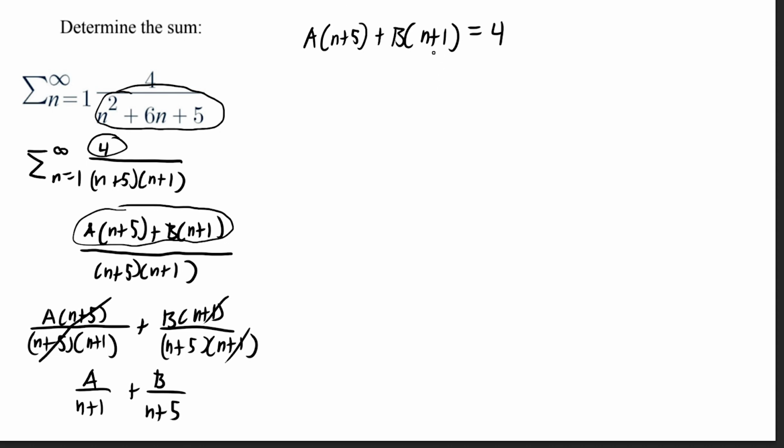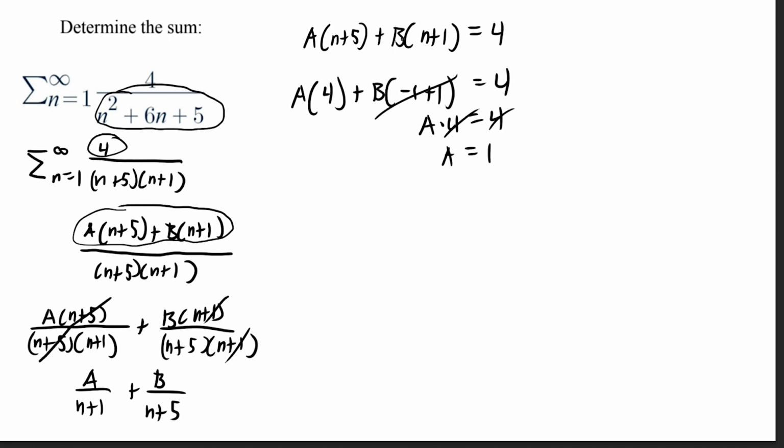We can see that when n equals -1, this whole term here is going to disappear. So let's write n as -1 first. So a times -1 plus 5, which is 4, plus b times -1 plus 1 equals 4. And so as you can see, we have a times 4 equals 4. So a equals 1.